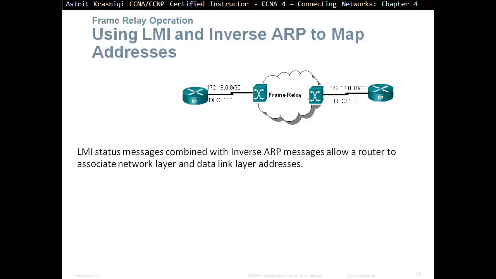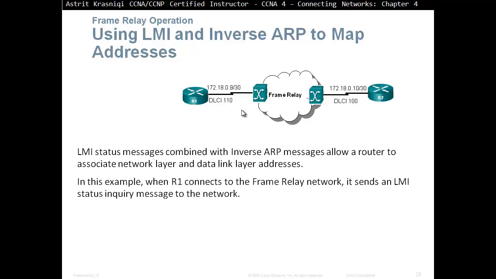Router 2 has the IP address 172.18.0.10/30, but it has DLCI 100. Remember, the DLCIs are locally significant only. In this example, when router 1 connects to the frame relay network, it sends the LMI status inquiry message to the network. So the DTE sends a status inquiry message to the DCE, asking what DLCIs it is connected to.